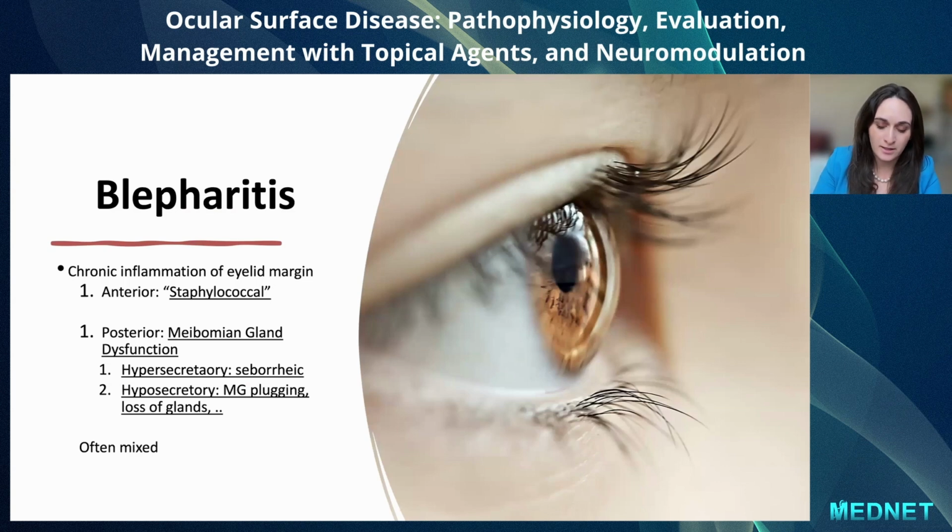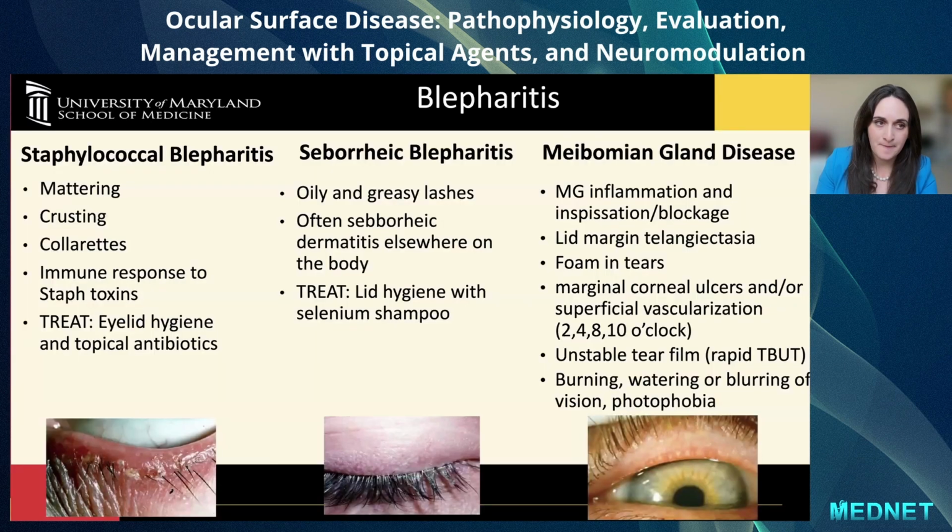Blepharitis is another ocular surface disease that you want to think about, with chronic inflammation of the eyelid margin. You can break this down into anterior and posterior. Anterior is more staphylococcal and posterior is more focused on meibomian gland dysfunction. You can have a hypersecretory or seborrheic meibomian gland dysfunction or a hyposecretory meibomian gland dysfunction with meibomian gland plugging and loss of the glands. And again, just like dry eye disease, you can have a more mixed component to this, where patients have multiple different components at play at any one time.